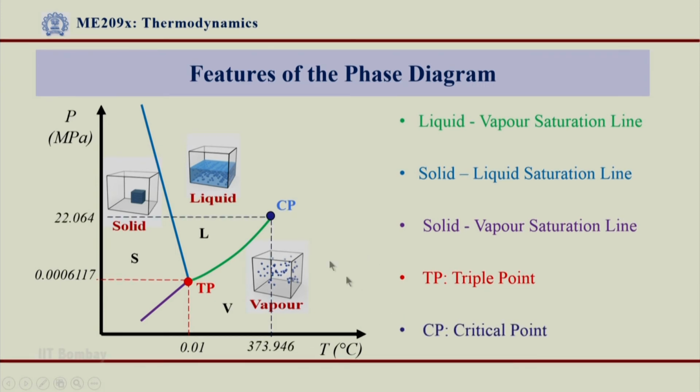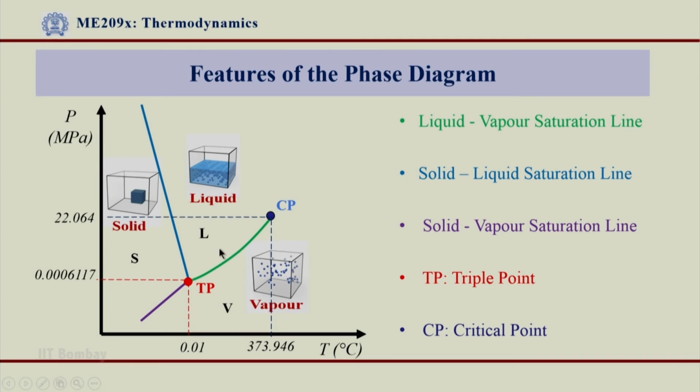The other point you see is the CP, or the critical point. This critical point is also a specific characteristic of water, which exists at 22.064 MPa pressure and 373.946 degree centigrade temperature. You can see that the LV phase transition line exists only from TP to CP, and beyond CP there is no such phase transition line, which is what I talked about in the earlier phase diagram, when I showed that there is a liquid to gas transition happening, but we do not have any phase transition.